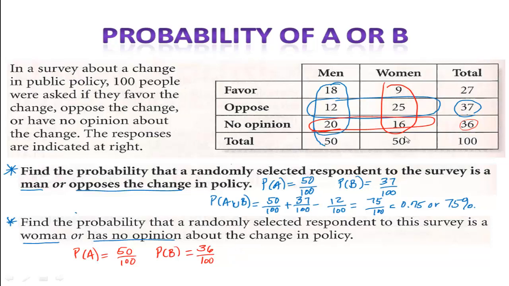Notice how the red groups intersect at 16, because 16 women that were counted in the first probability were also counted in the second probability because 16 of them have no opinion. So to calculate the probability of A or B, I need to add the probability of A plus the probability of B and subtract 16 out of 100 from this group that I counted twice. Okay, so that would be 70 out of 100, which is 70%.